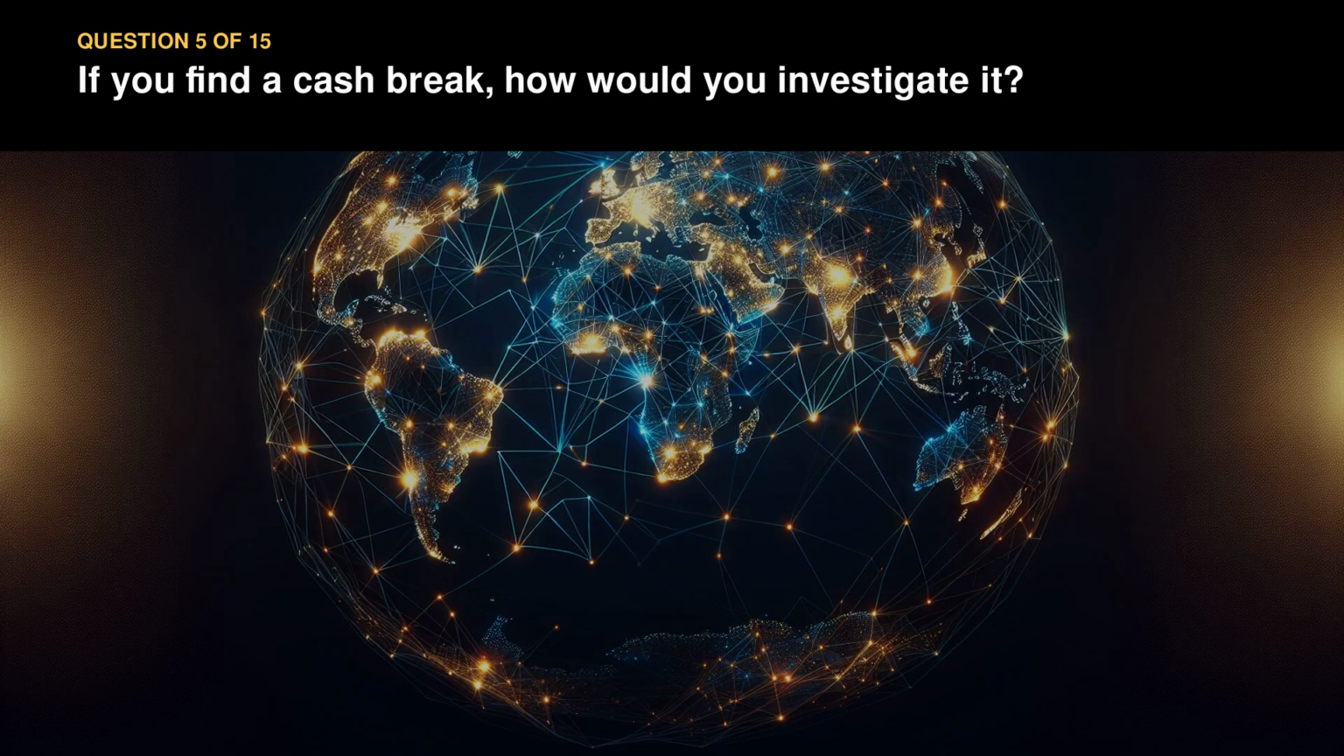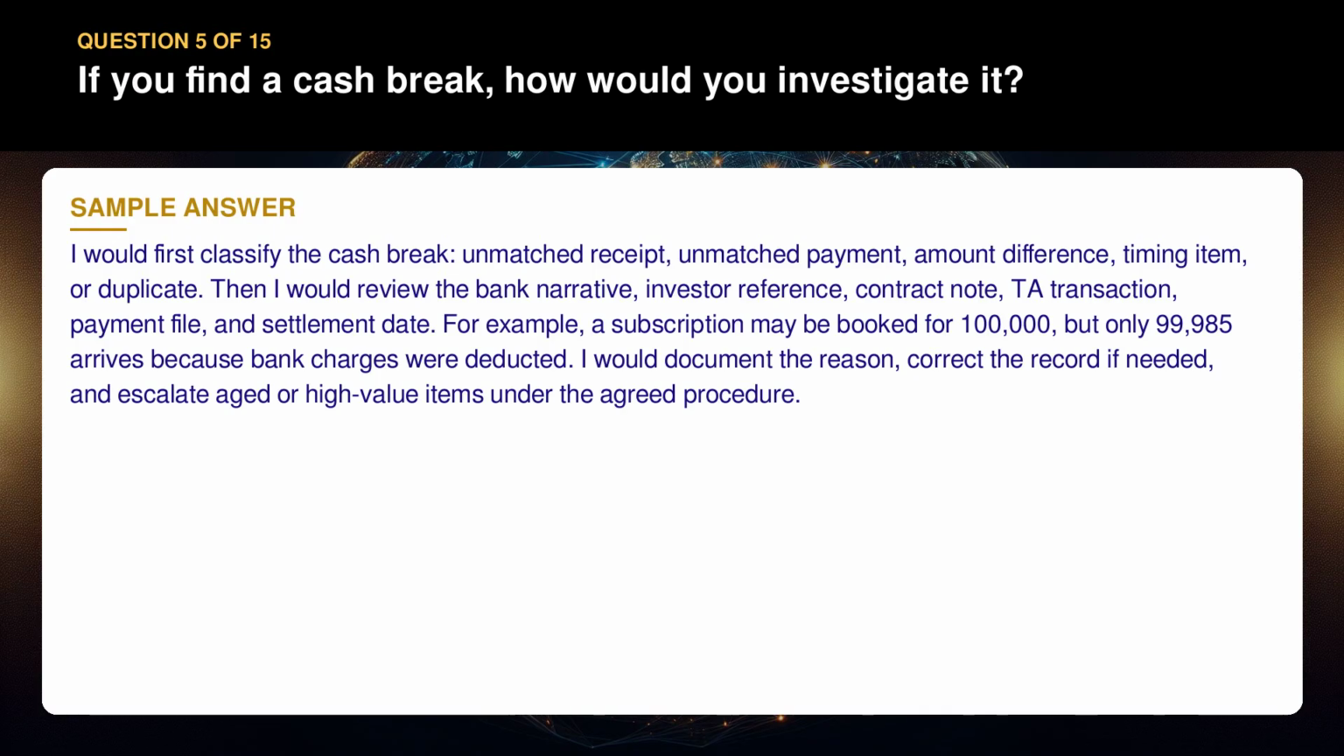Question 5. If you find a cash break, how would you investigate it? I would first classify the cash break: unmatched receipt, unmatched payment, amount difference, timing item, or duplicate. Then I would review the bank narrative, investor reference, contract note, TA transaction, payment file, and settlement date. For example, a subscription may be booked for $100,000, but only $99,985 arrives because bank charges were deducted. I would document the reason, correct the record if needed, and escalate aged or high-value items under the agreed procedure.